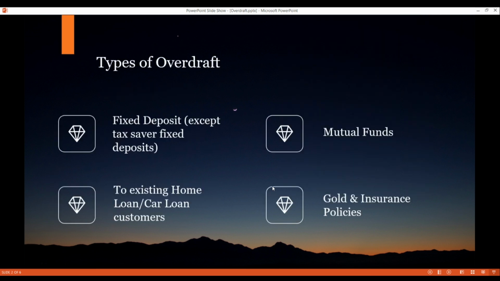Let's spend some time understanding what are the types of overdraft. So it is issued against fixed deposit. That's the most common case. It can be issued against mutual funds, a home loan, car loan, and also gold and insurance policies, right?